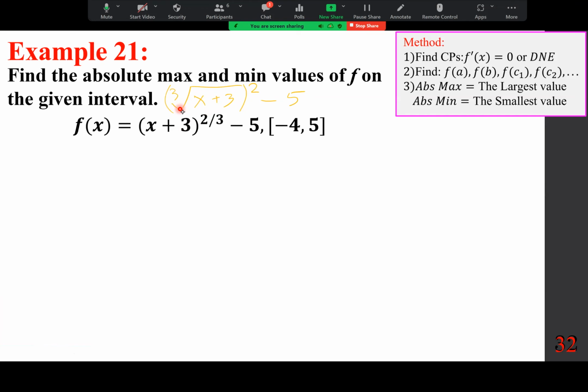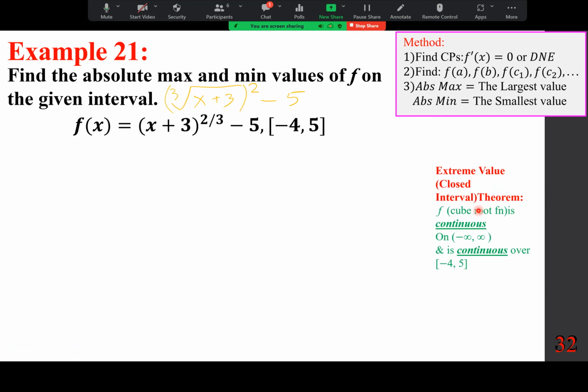The point being, because it's a cube root, it's continuous from negative to positive infinity. So f is a cube root. It's continuous from negative to positive infinity. Therefore, it's continuous in the given interval of -4 to 5.